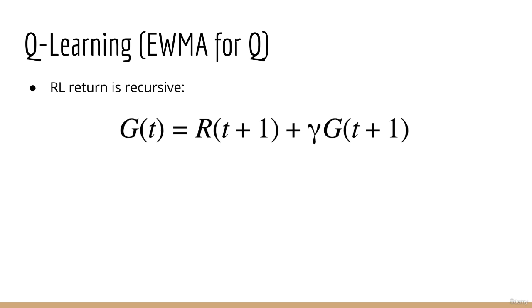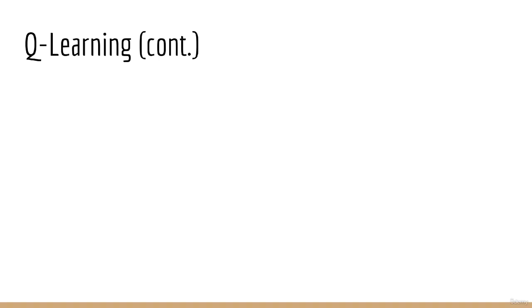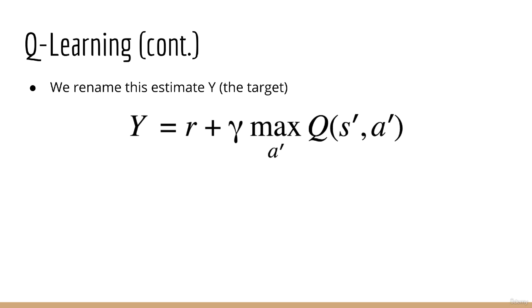Firstly, we know that the return is recursive. The return G at time t is equal to the reward at time t plus 1 plus the return G at time t plus 1. Similarly, we can estimate Q at the current state by taking one step, receiving the reward from the next state, and using the max over Q in the next state. We take the max, assuming that we will follow our policy and perform the optimal action on each step. So this is like taking the expected value of both sides. We'll call this a better estimate of Q, and we'll assign it the variable y. We'll call it y because it's a target.